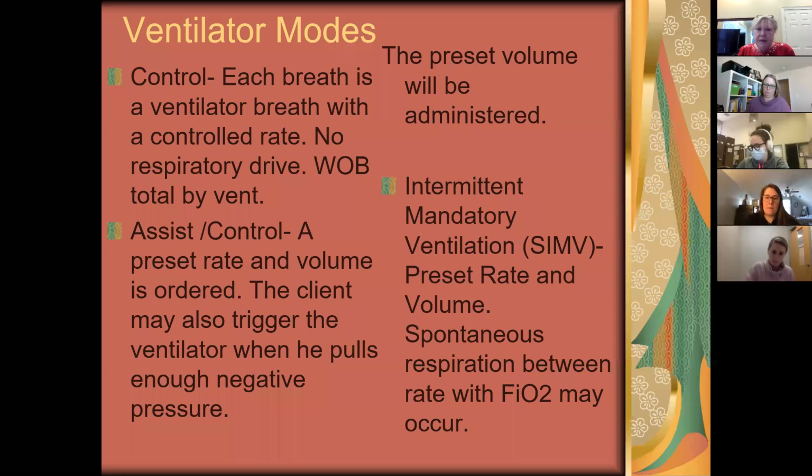Computer. There we go. Okay, so volume cycled ventilators are... did it click on? It didn't give me a little sign that says it clicked on.